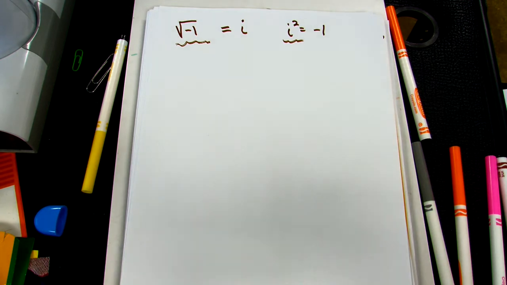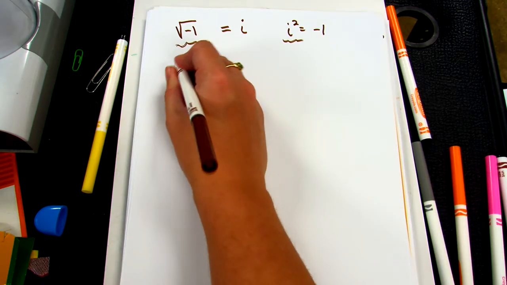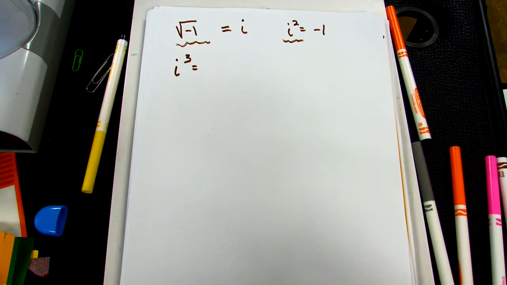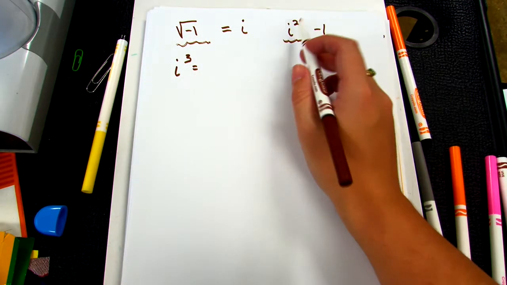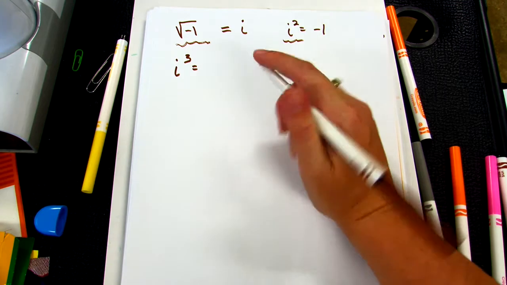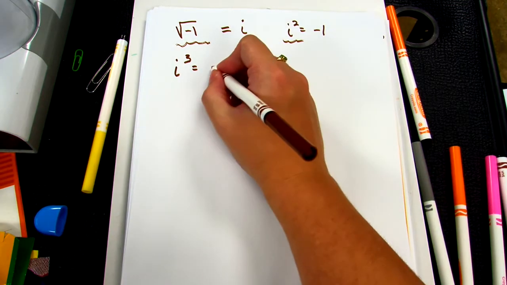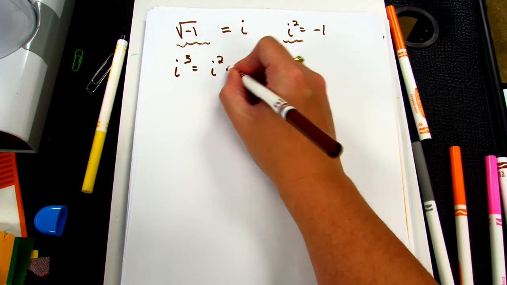There are other ways to simplify things. So let's say you have i to the third. You're like, well, that's not the square root of -1, and that's not i squared. However, i to the third can be rewritten as i squared times i.